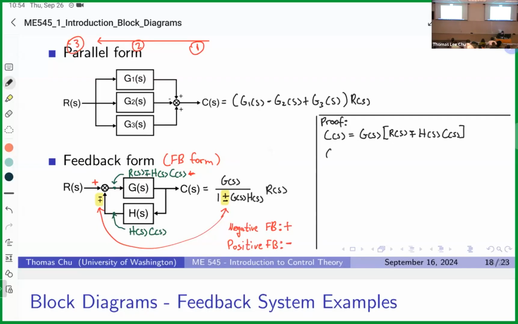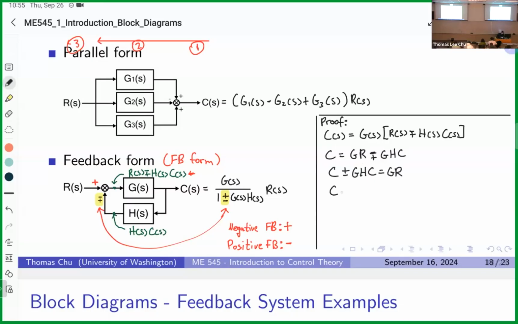Then let's multiply it out. C of S is equal to, and I'm going to just drop the S, so C is equal to G times R plus or minus G H C. And notice that we want C to be alone. So then let's add or subtract this term here on the right. So we get C minus or plus GHC is equal to GR.